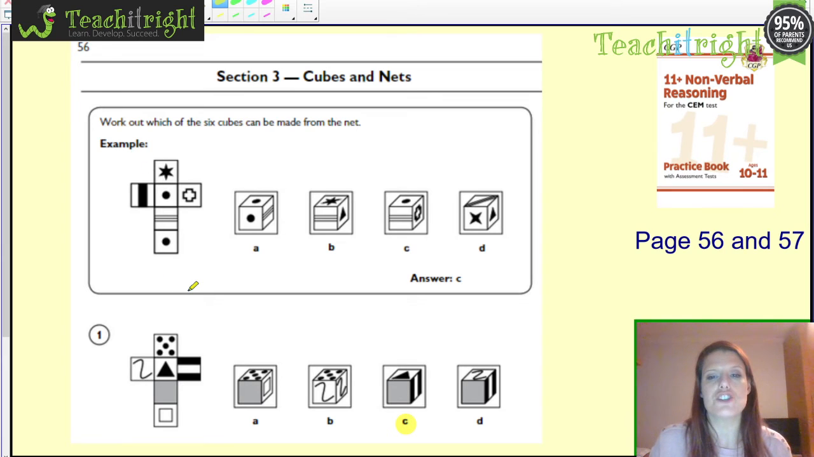So we're looking at shapes. Your example answer is C, as is number 1. C can be made from the net. So as you're doing this, think about why you're choosing the correct answer, or what you think is the correct answer. Why do you think it is? Why have you chosen that? What features are you looking at? Okay, please pause your video now.